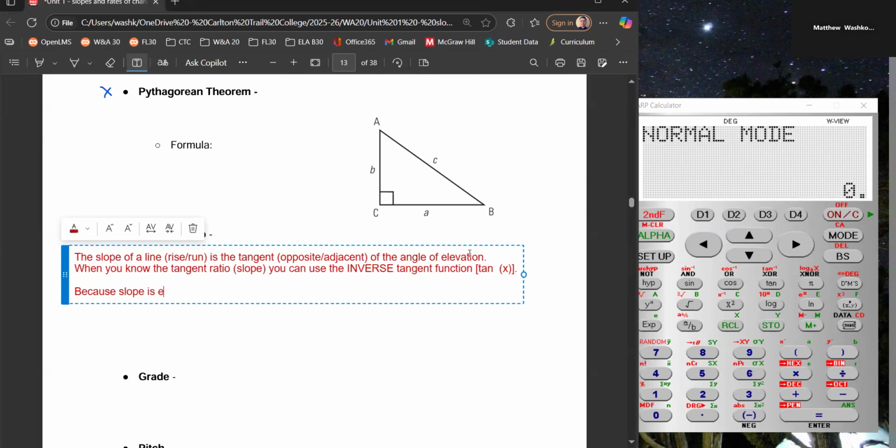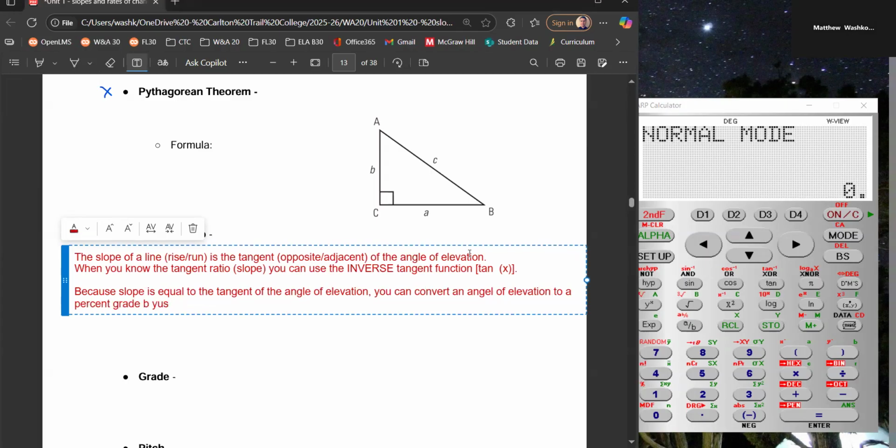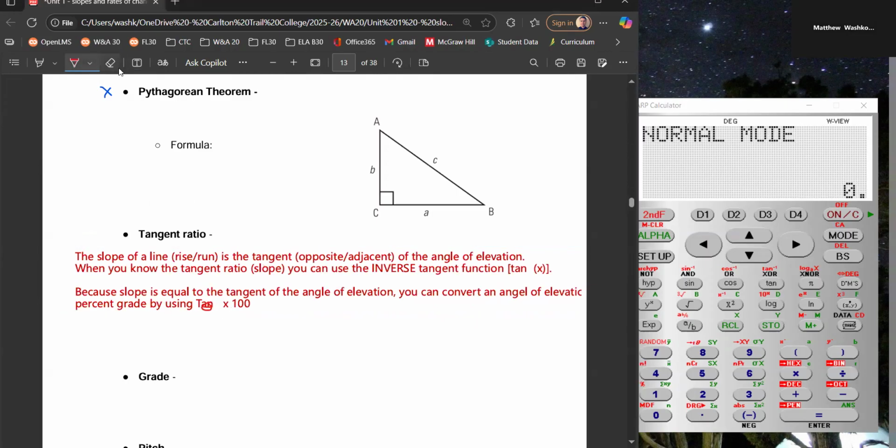So because slope is equal to the tangent of the angle of elevation, you can convert an angle of elevation to a percent grade by using tangent of theta, which I'll draw in a second, times 100. And I know none of this makes sense right now. Bear with me for a little bit. I'm just drawing in this -1 and this theta symbol here. Just hear me out. Once you get that definition, I'm going to keep going.